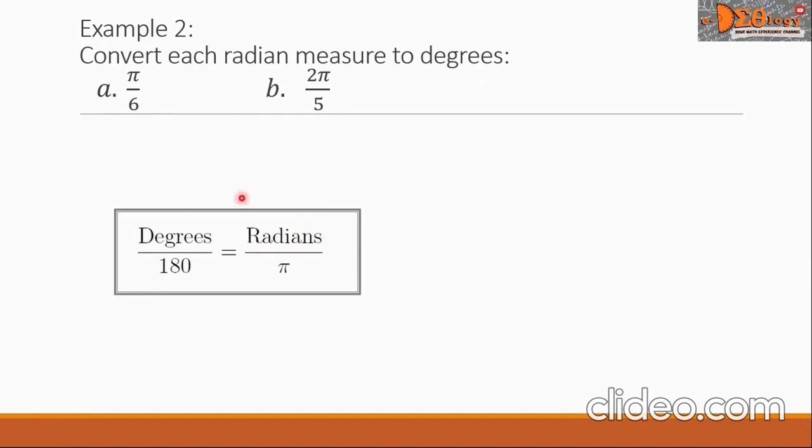Let us write again our working formula, and then let's begin with letter A, the pi over 6. We're going to write again this formula, but on this portion of the radian, we will substitute the value pi over 6. So we have now here degrees over 180 equals that value pi over 6 all over pi. In the right hand side, we have a complex fraction. We have a fraction in the numerator and the whole number pi in the denominator. Let us simplify this complex fraction.